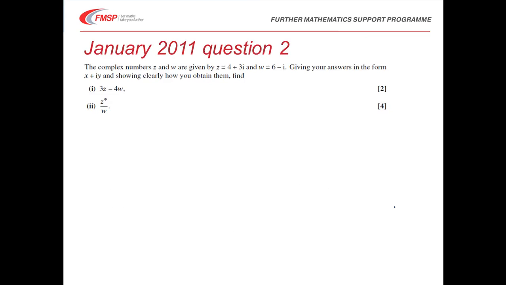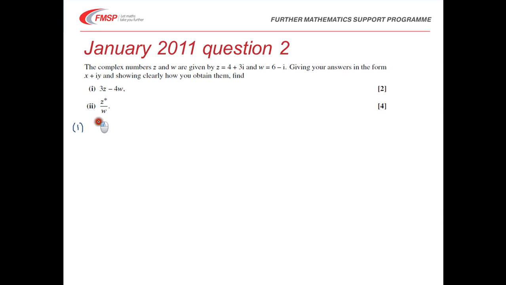The first one that we're going to look at, question two, is a slightly more straightforward question at the beginning of your paper. We have two complex numbers, z and w. Giving your answer in the form x plus iy, we've got to show clearly how we obtain 3z minus 4w in part 1, and in part 2, z asterisk, the conjugate of z, divided by w.